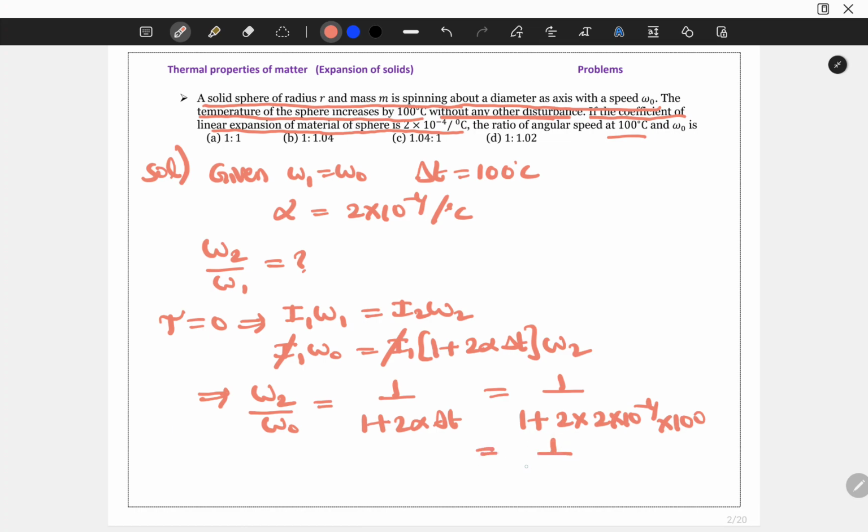As a next step, 1 by 1 plus 2 into 2 is 4, and here 10 power minus 2, so 4 into 10 power minus 2. That equals 1 by 1 plus 0.04, which indicates 1 by 1.04. So this is the answer here. So we can say the answer is the second option. So this is the answer for the given question.